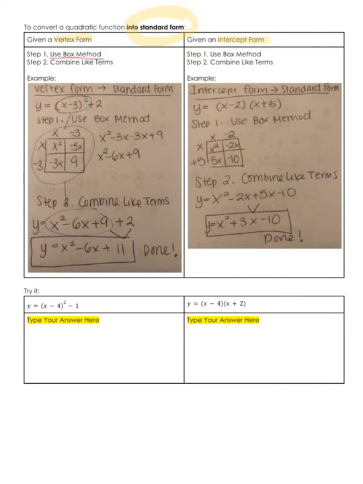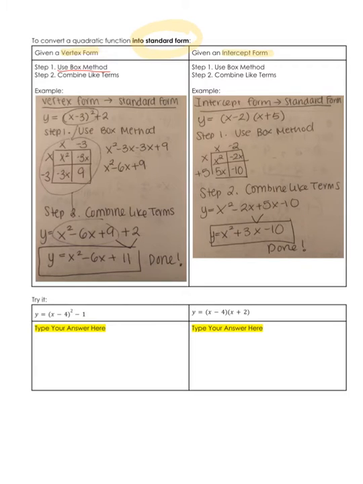So let's try it. Right here, we have (x minus 4) squared. That means we have a square that has both sides to be x minus 4. So my step number 1 is to use the box method.